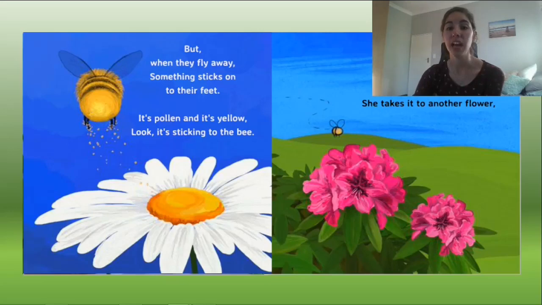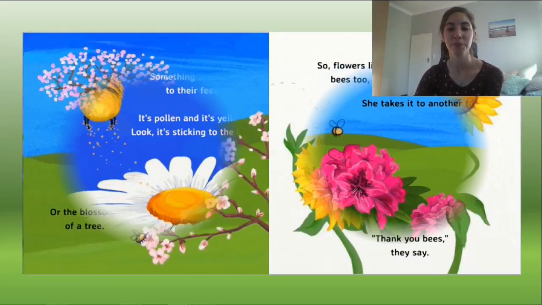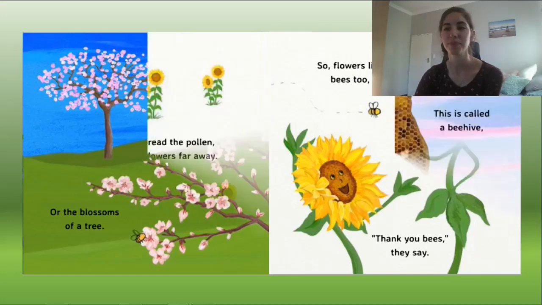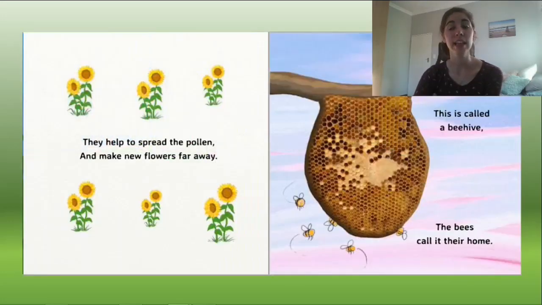But when they fly away, something sticks onto their feet. It's pollen and it's yellow. Look, it's sticking to the bee. She takes it to another flower, or the blossoms of a tree. So flowers like bees too. Thank you, bees, they say. They help to spread the pollen and make new flowers far away.